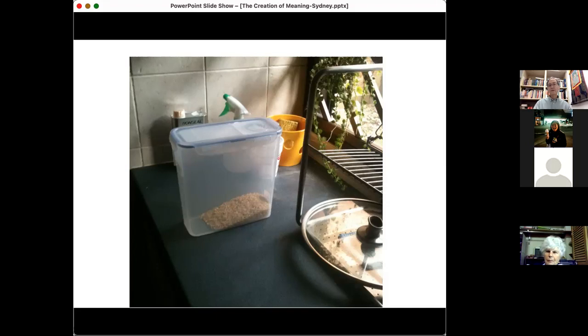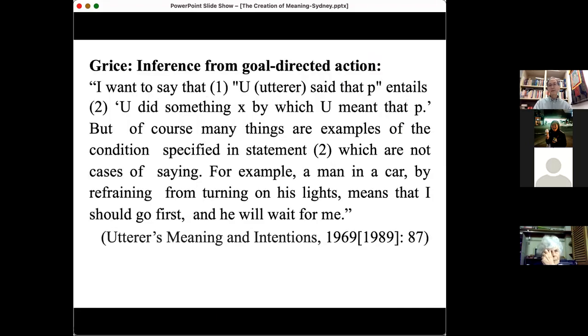But this is communication, and this is really all communication is. As Grice also noticed, he says, I want to say that the utterer said that P entails that two, the utterer did something X, by which the utterer meant that P. But of course, many things are examples of the condition specified in statement 2, which are not cases of saying. For example, a man in a car, by refraining from turning on his lights, means I should go first and he will wait for me.